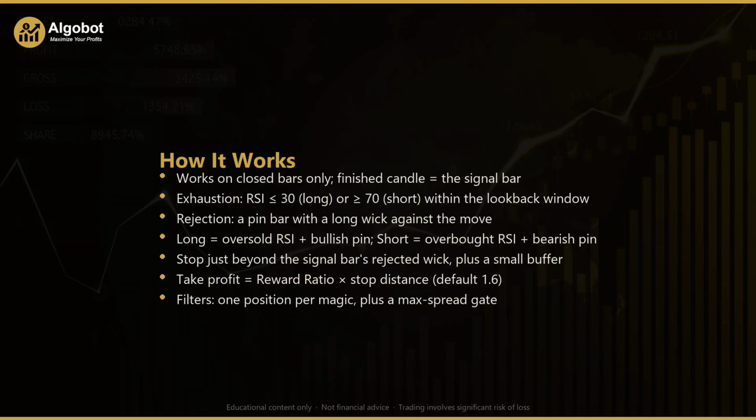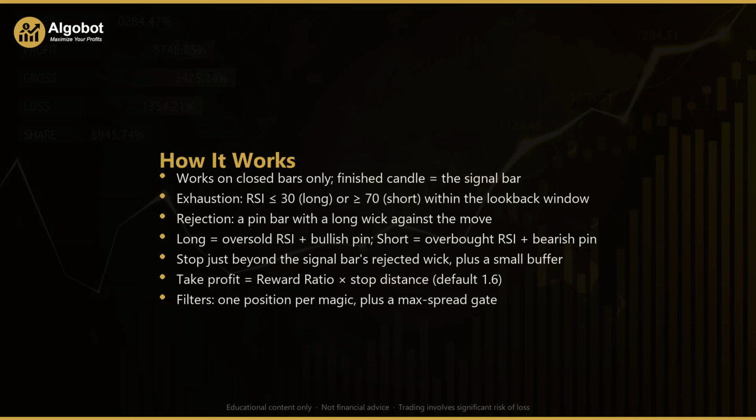For a potential long, it asks whether RSI dipped to or below the oversold level, defaulting to 30, at any point in that window. For a potential short, it asks whether RSI pushed to or above the overbought level, defaulting to 70. This is the exhaustion check.